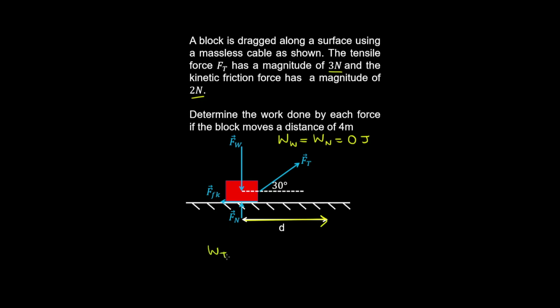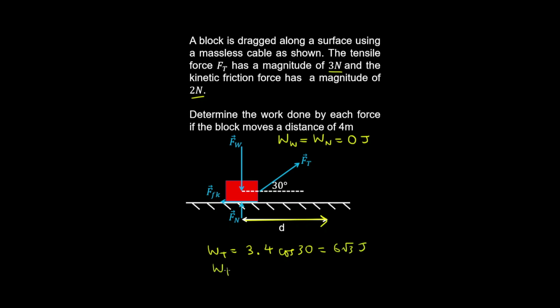Now the work done by the tensile force is equal to the magnitude of the tensile force multiplied by the magnitude of the distance vector, which is 4, cosine of the angle between them, which is equal to 12 root 3 on 2, or 6 root 3 joules.